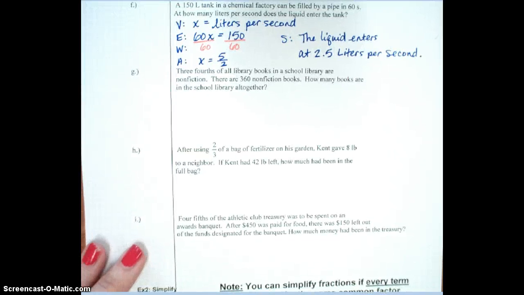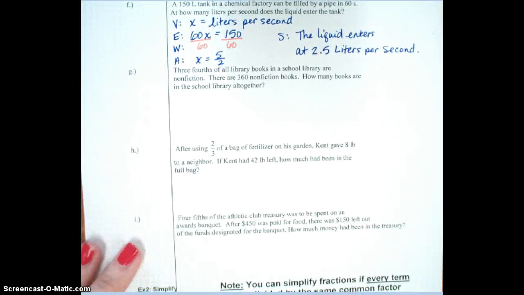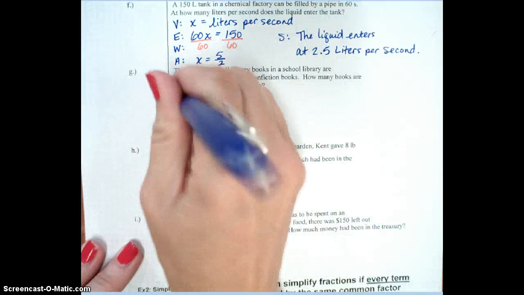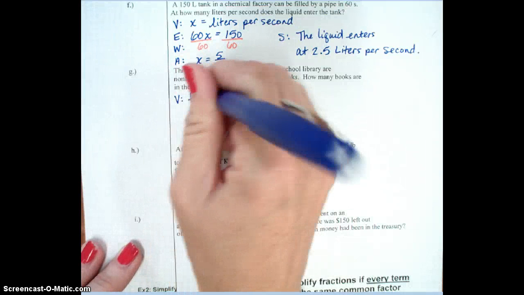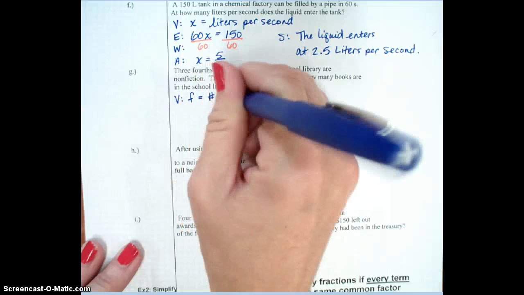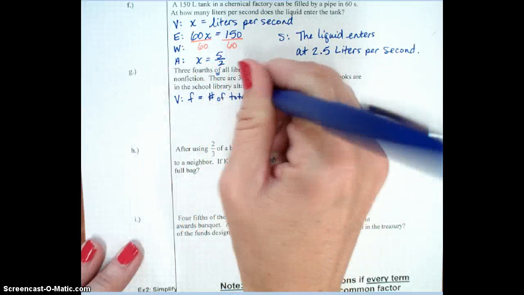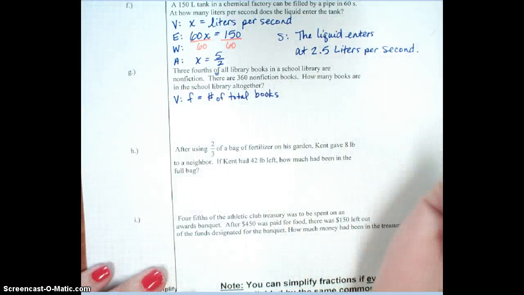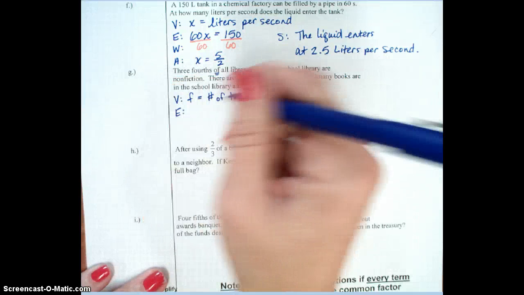All right, example G. 3/4 of, there's that word of, all library books in a school library are nonfiction. There are 360 nonfiction books. How many books are in the school library altogether? So I'm going to let F represent my number of total books. Like I might have used B for books, but sometimes the B looks like a 6, and I don't want to get confused. So I'm going to write an equation.